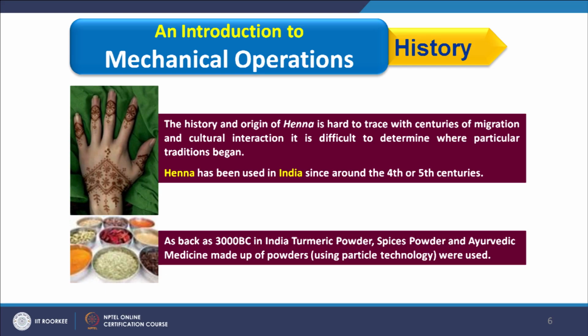Another very common example is the spices which we use in our food. As far back as 3000 BC in India, turmeric powder, spice powders and Ayurvedic medicines made up of powders using particle technology were used. So, by considering the Ayurvedic medicine, the spices, the Henna or the grinding, we are associated with mechanical operation.